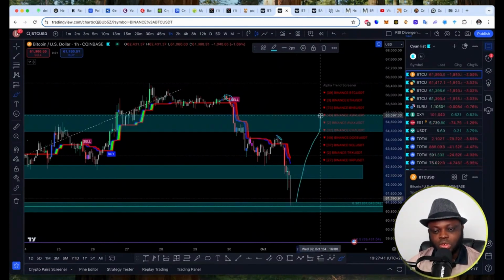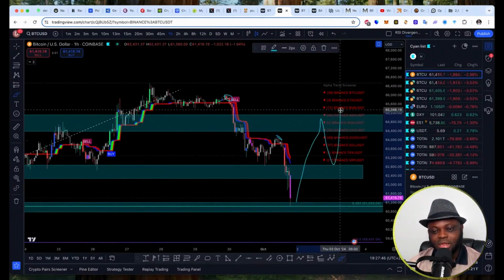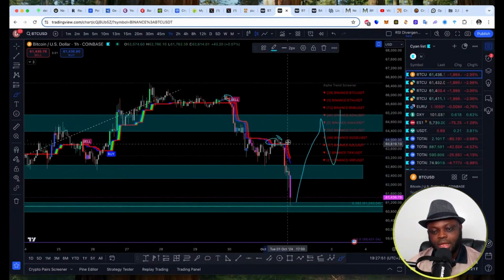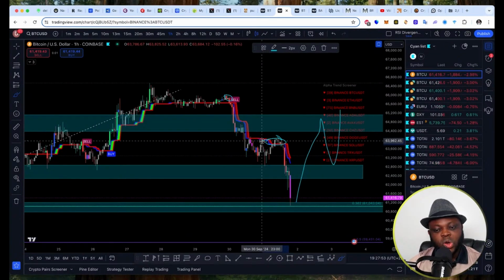Go and break the zone, come back here, hold here, then we are buying the next move to the upside. Those of you who want to sell, you can wait for price, if price is not able to break this zone here, then you sell most of your altcoins.